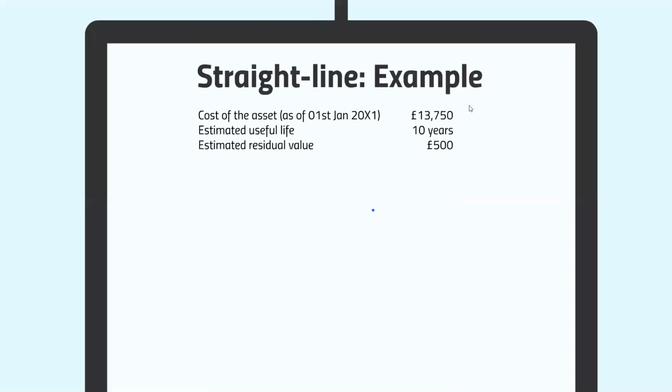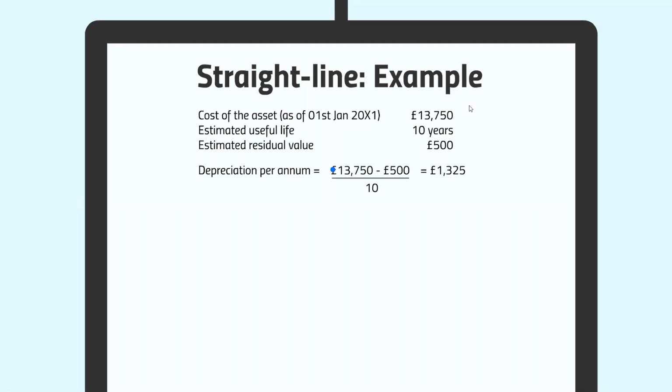Let's imagine that we have an asset that is depreciated from the 1st of January 20X1. It has a cost of 13,750, i.e. this is the cost at which the asset would be initially recognized in this company's accounts. It has an estimated useful life of 10 years, and an estimated residual value of £500. So using straight line depreciation, we would calculate depreciation per annum as follows.